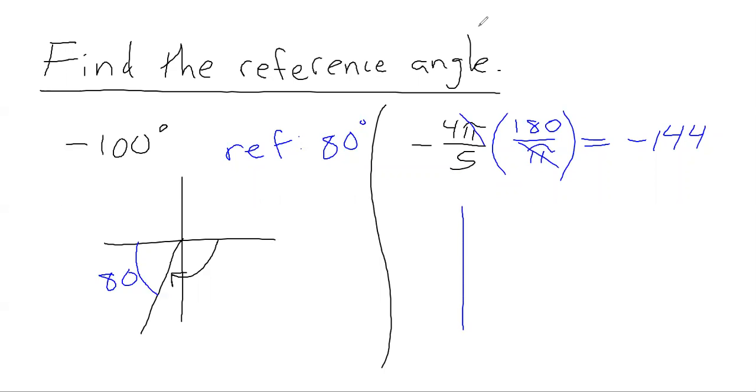So if I draw that out, negative 144 is going to end up down here in this lower left corner. And I go in the negative direction to get there. Now if I take a negative 144 degree angle and see how far away it is from 180, I find that this left side of the angle, what's left over to the x-axis, is 36 degrees. So my reference angle on this would be 36 degrees.